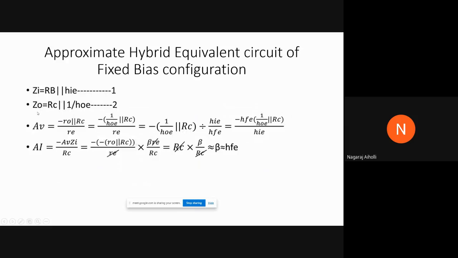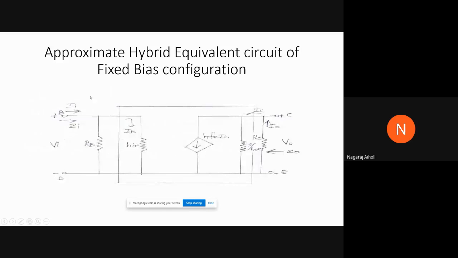That is the input impedance. Similarly, what is the output impedance? Can you look into the output circuit and tell me what the output impedance will be? Z0. We are looking from between the collector and emitter terminals, this portion here, from the output side. If we look between the collector and emitter terminals, what will be the output impedance? This is 1 upon HOE, this is RC. Just think, what will be the output impedance?